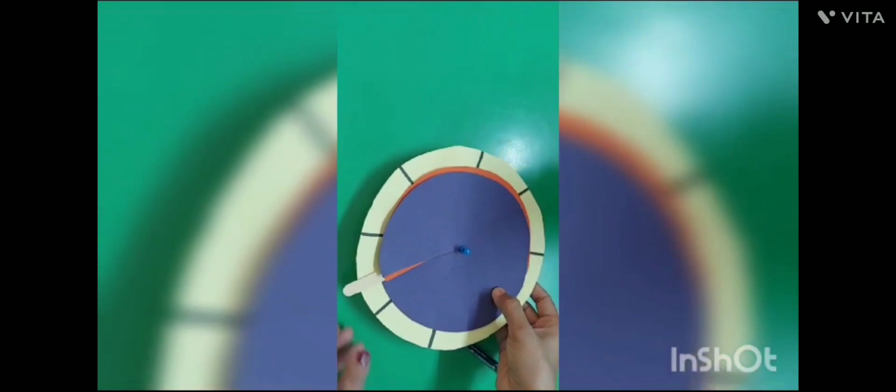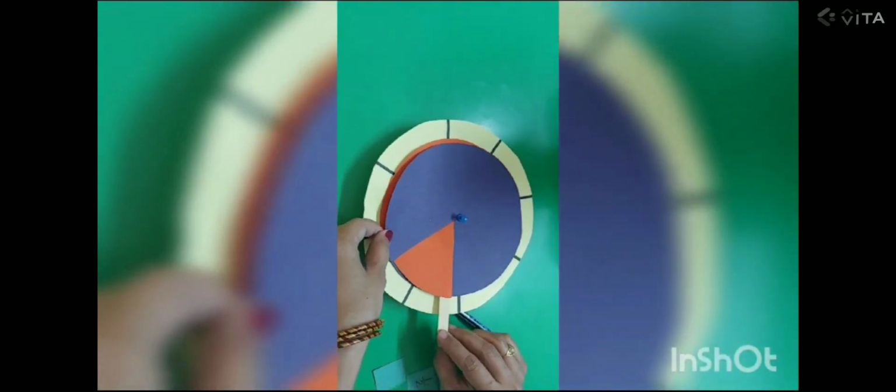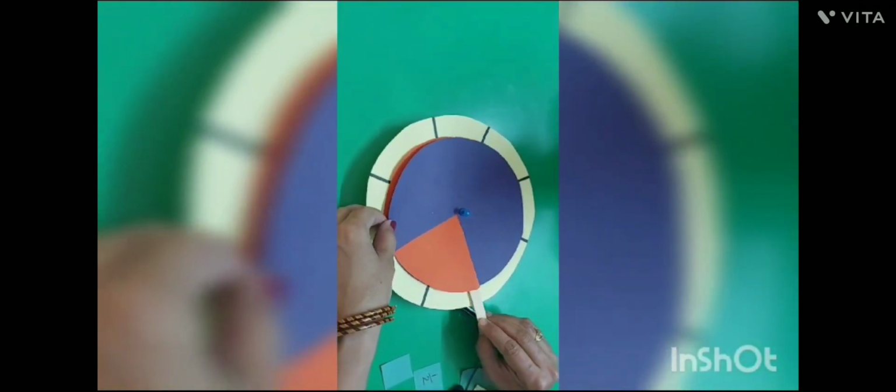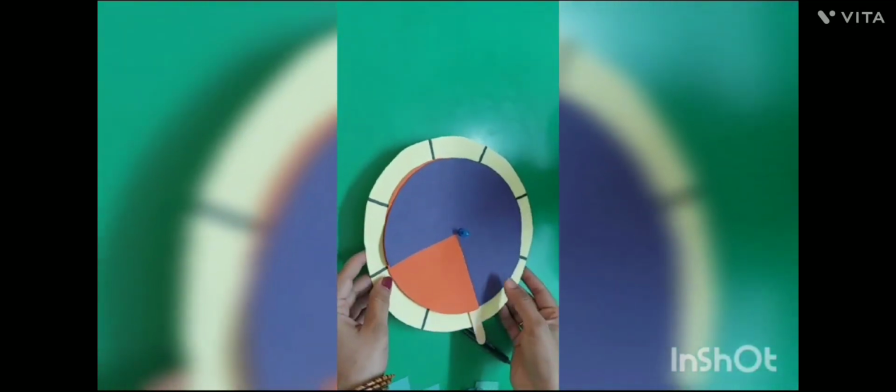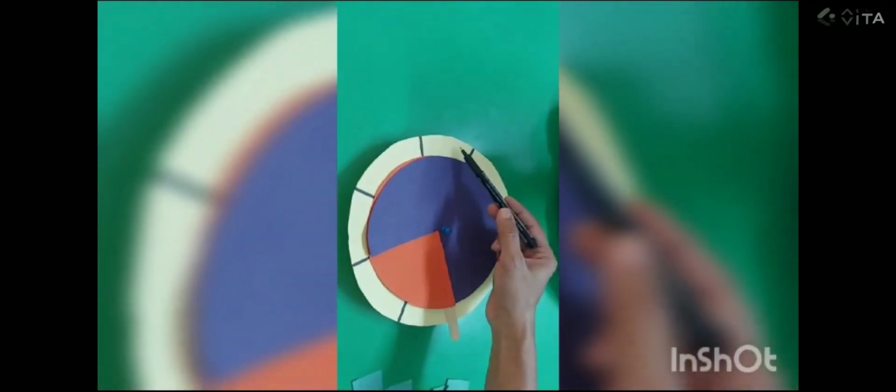Now, look here, everyone. I am now moving this part like this. Now, you can tell me, Jayantika, the total number of parts is 8. 1, 2, 3, 4, 5, 6, 7 and 8.